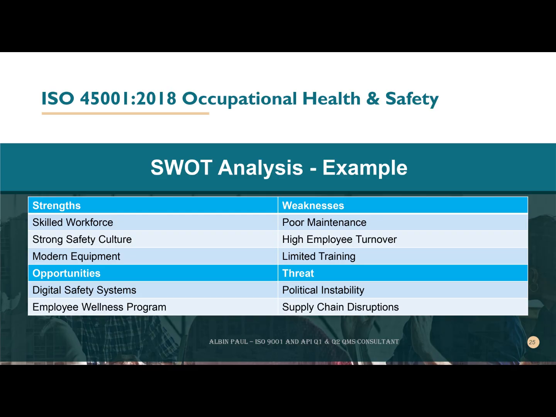Remember, SWOT analysis isn't limited to the entire organization. It can be performed at different levels: organizational level, department level, even for an individual process. For example, a warehouse team may identify forklift traffic as a threat, while the maintenance department may identify aging machinery as its biggest concern. Each department contributes valuable insight into the organization's overall context.